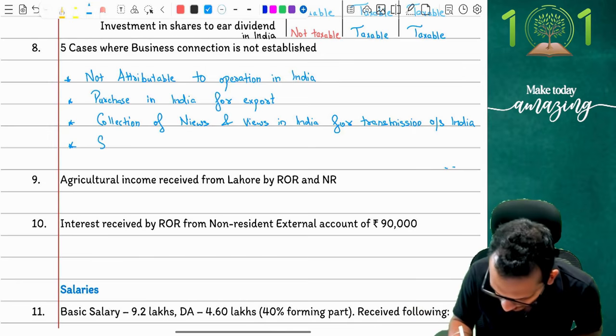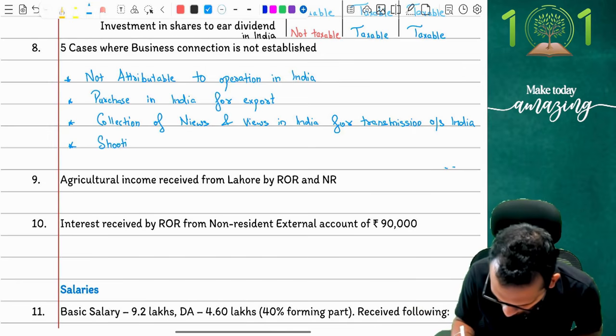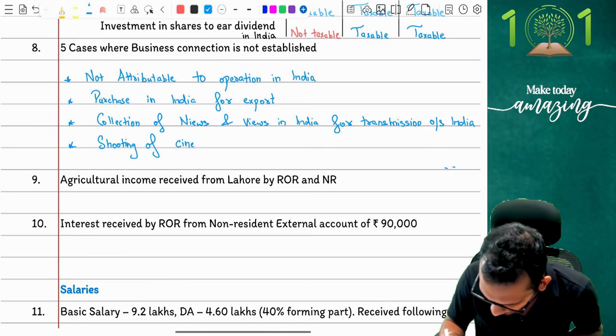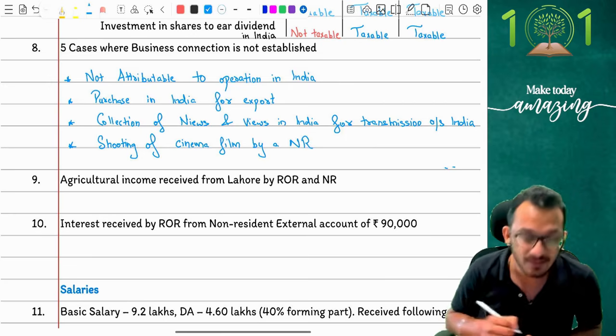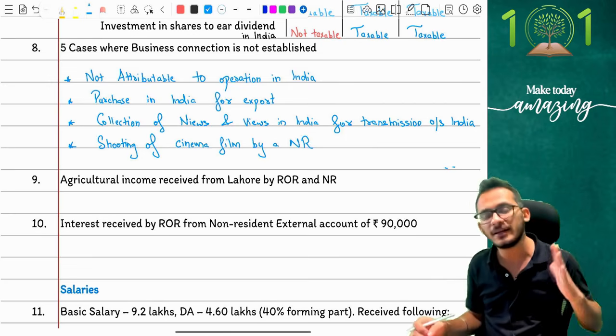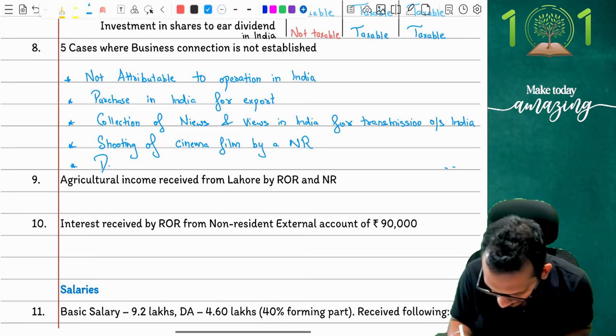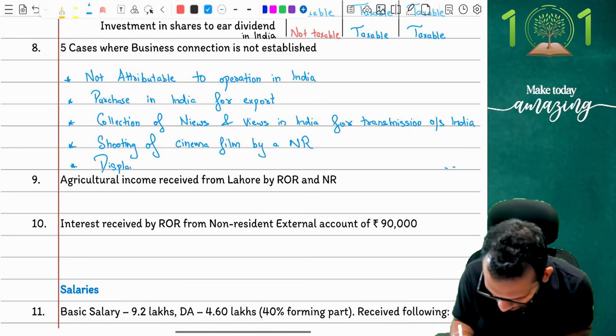Fourth one is shooting of cinema film by a non-resident. Any non-resident coming to India and shooting cinemas in India will not be taxable in India because it's going to promote tourism. And the final one, if you remember, is going to be display of uncut and unassorted diamonds.